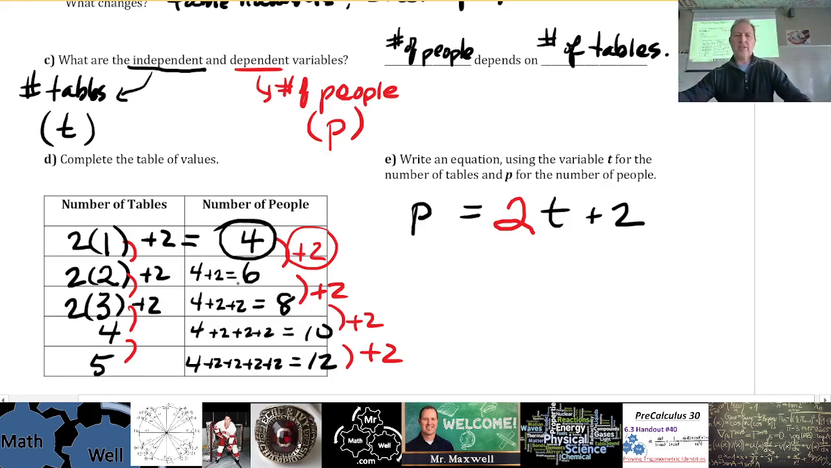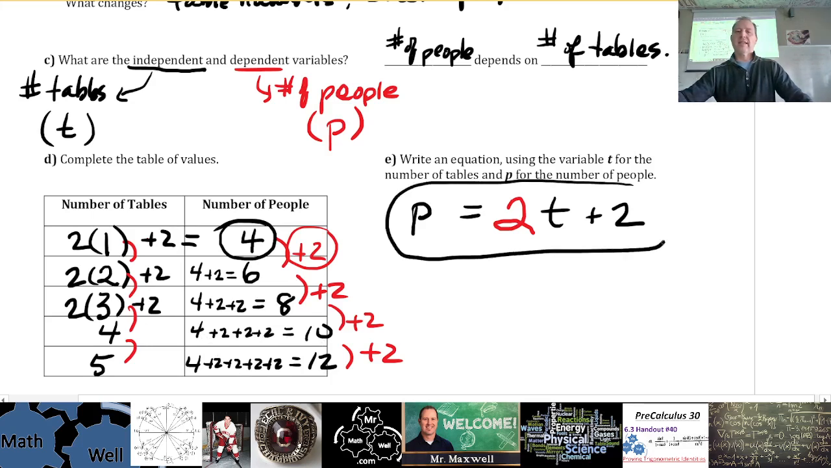So you can actually see that 4 is 2 plus 2. So 2 plus 2 groups of 2 works. 2 plus 3 groups of 2 works. 2 plus 4 groups of 2 works. And 2 plus 5 groups of 2 works. So this is the equation.